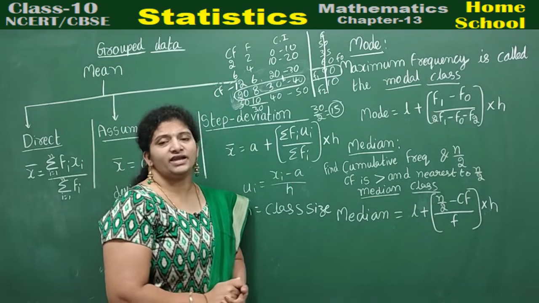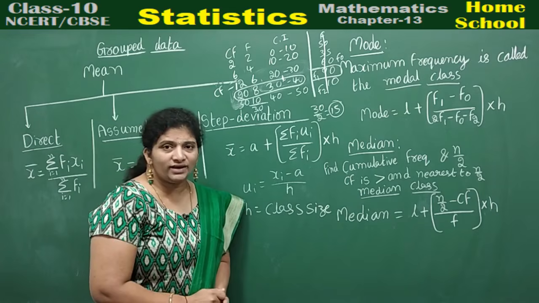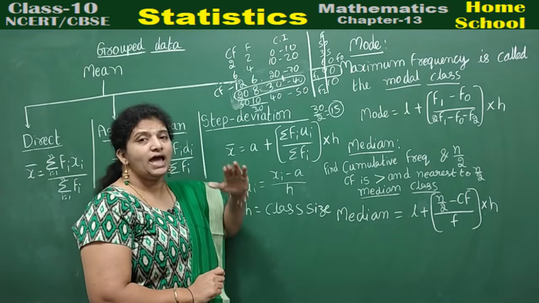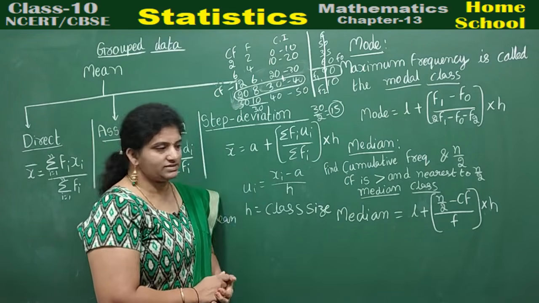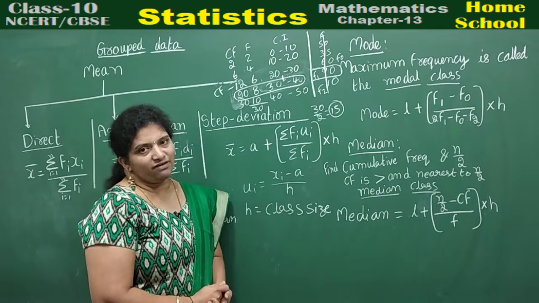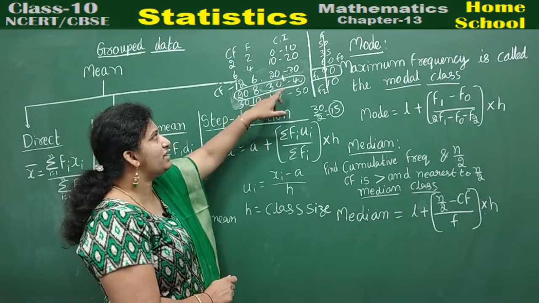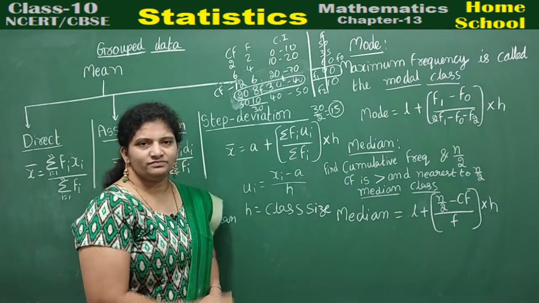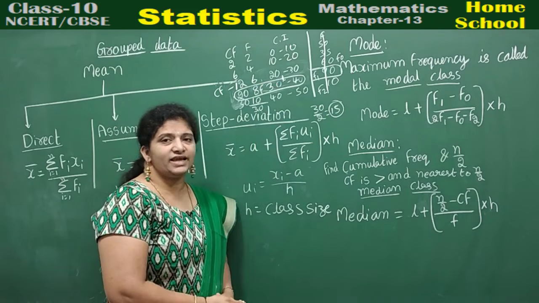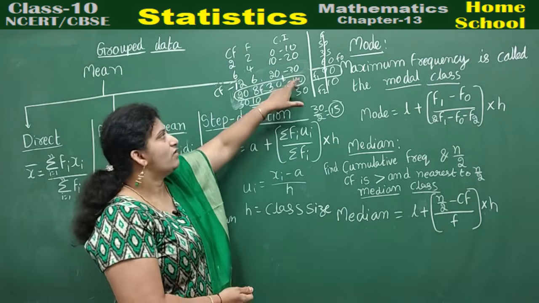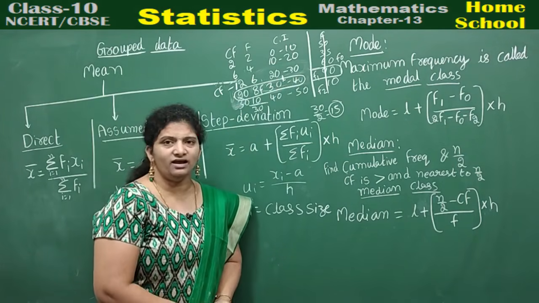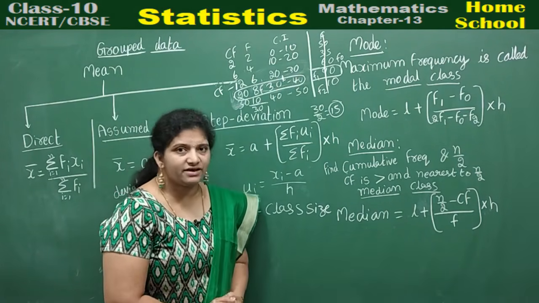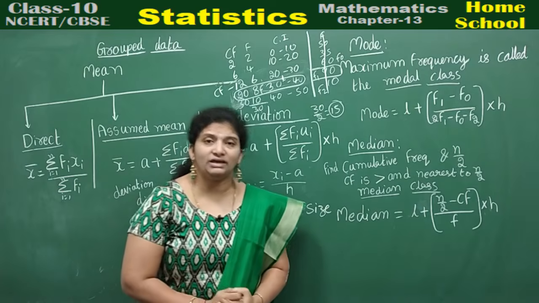What does CF indicate? It is the cumulative frequency. What we need to take? Above the median class. F indicates the frequency in the median class. What is the frequency you have? 8. H indicates the class size. 40 minus 30, 10 is the class size. This is the way we calculate mean, median, mode.